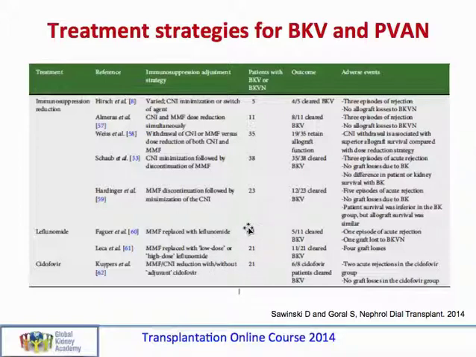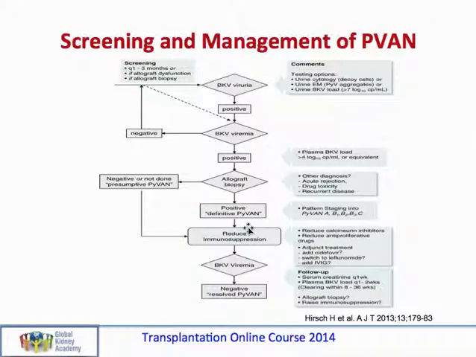Numbers are all small. When it comes to Leflunomide and Cidofovir, we really don't know whether there's any role for them at all. So just to summarise what the American Society of Transplantation say as to how we should manage polyoma virus, well, we should screen. They're recommending that we should screen every 1 to 3 months, or if there's allograft dysfunction or allograft biopsy. I think the role of regular screening is unclear, but certainly the role of looking for BK in patients who have allograft dysfunction is very sensible.